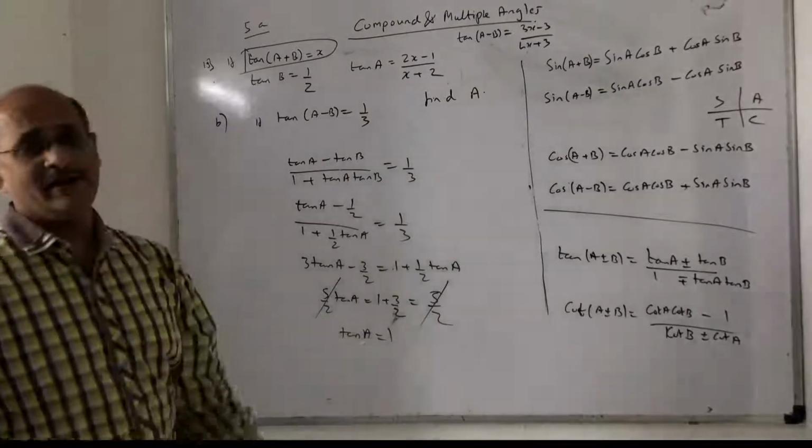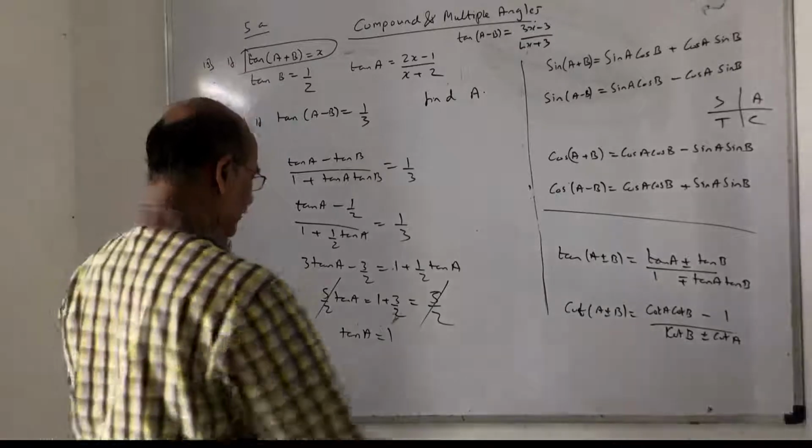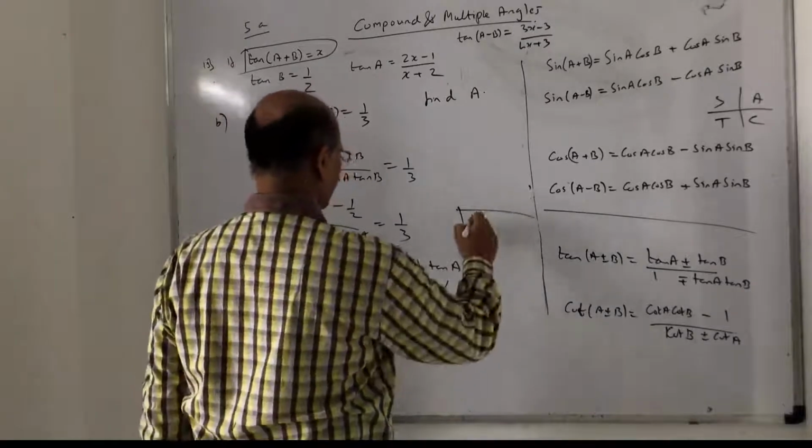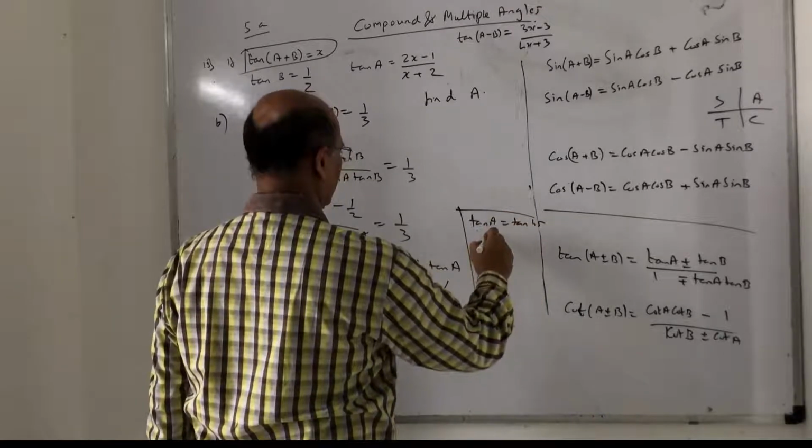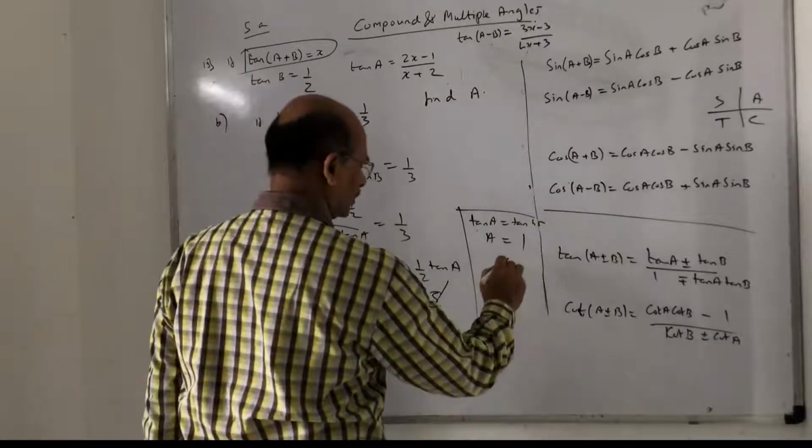Now whose value of tan is 1? 45 degrees. So from here you can continue. So tan A is equal to tan 45. So A is nothing but what? 45.